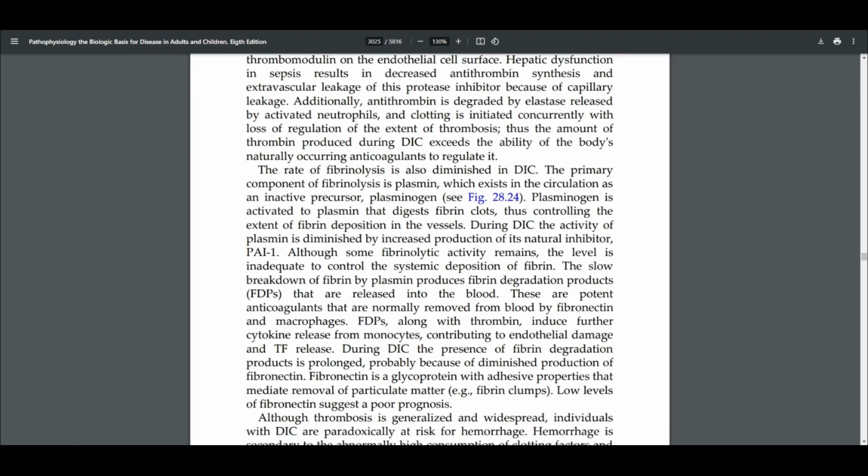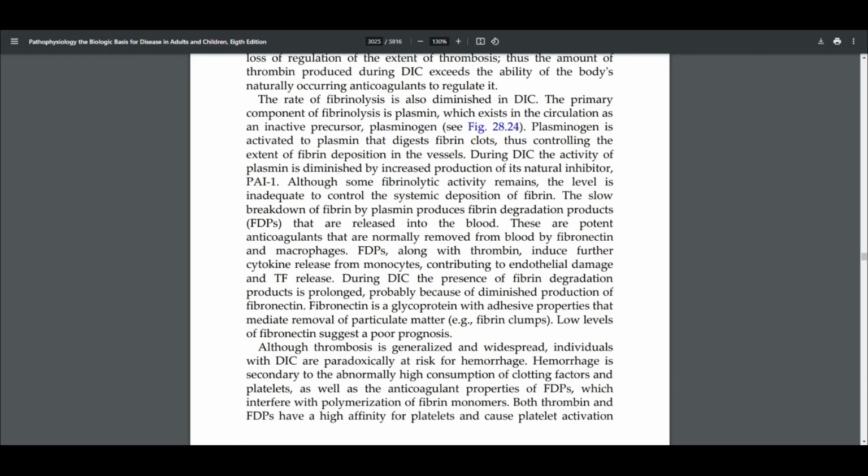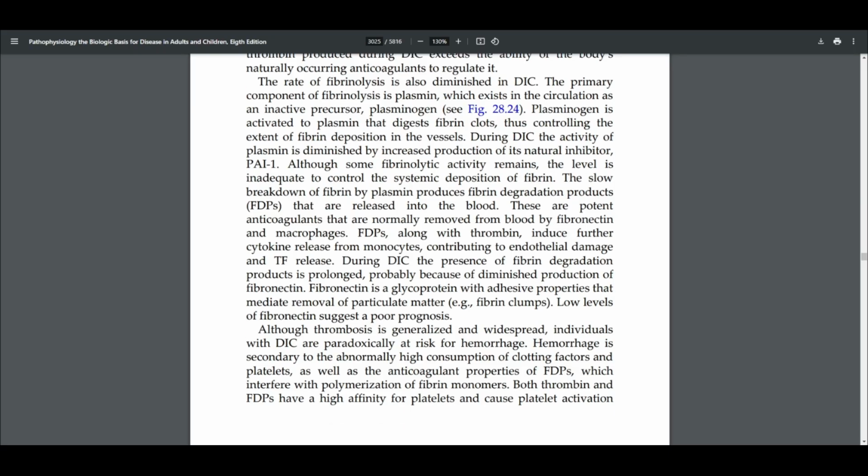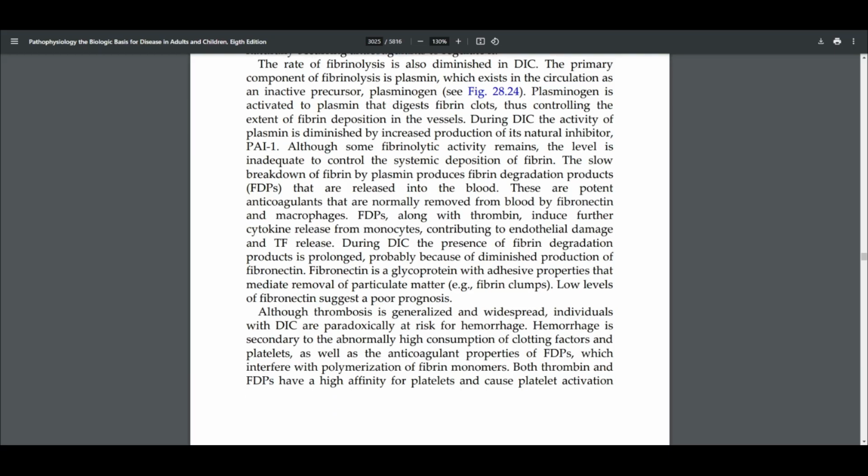The rate of fibrinolysis is also diminished in DIC. The primary component of fibrinolysis is plasmin, which exists in the circulation as an inactive precursor, plasminogen. Plasminogen is activated to plasmin, which digests fibrin clots, thus controlling the extent of fibrin deposition in the vessels. During DIC, the activity of plasmin is diminished by increased production of its natural inhibitor, PAI-1. Although some fibrinolytic activity remains, the level is inadequate to control the systemic deposition of fibrin.